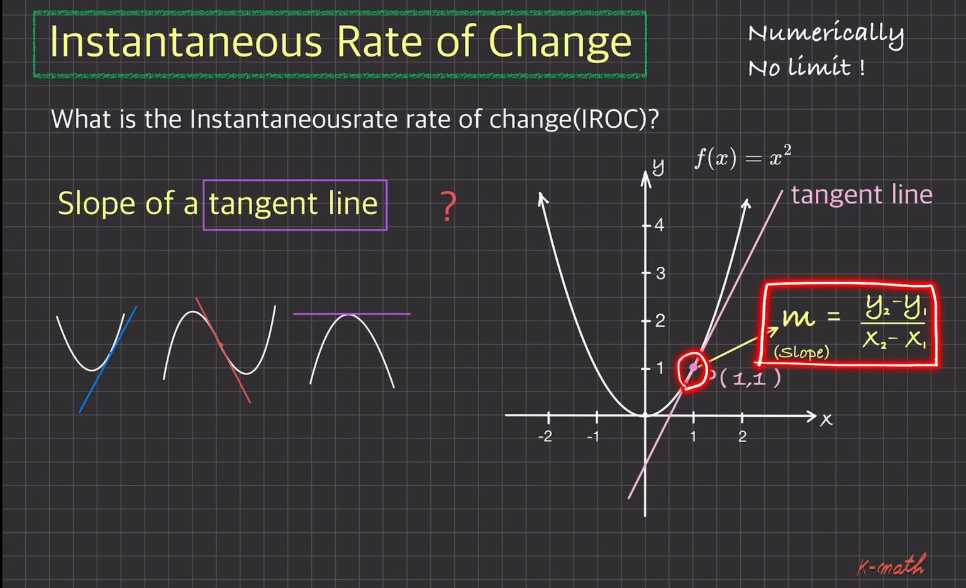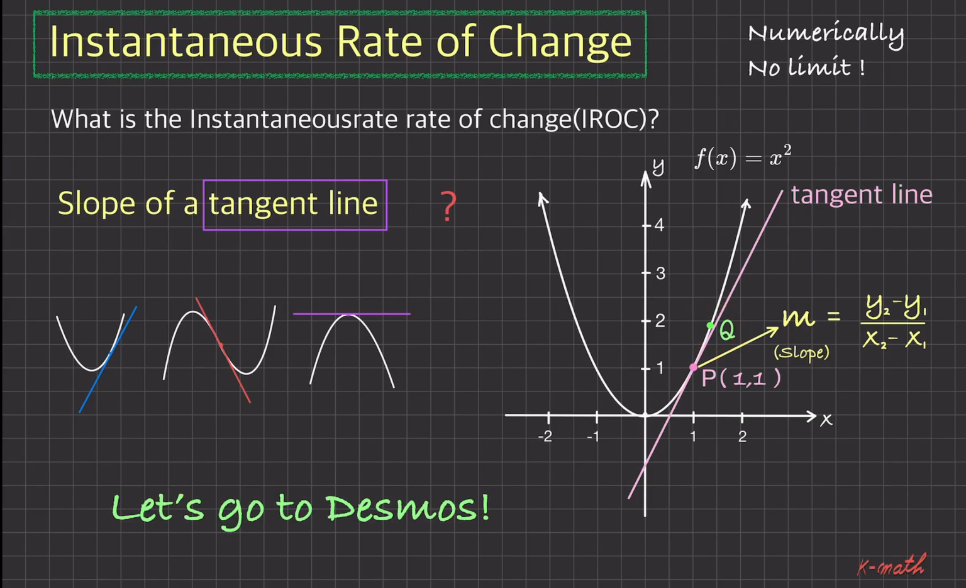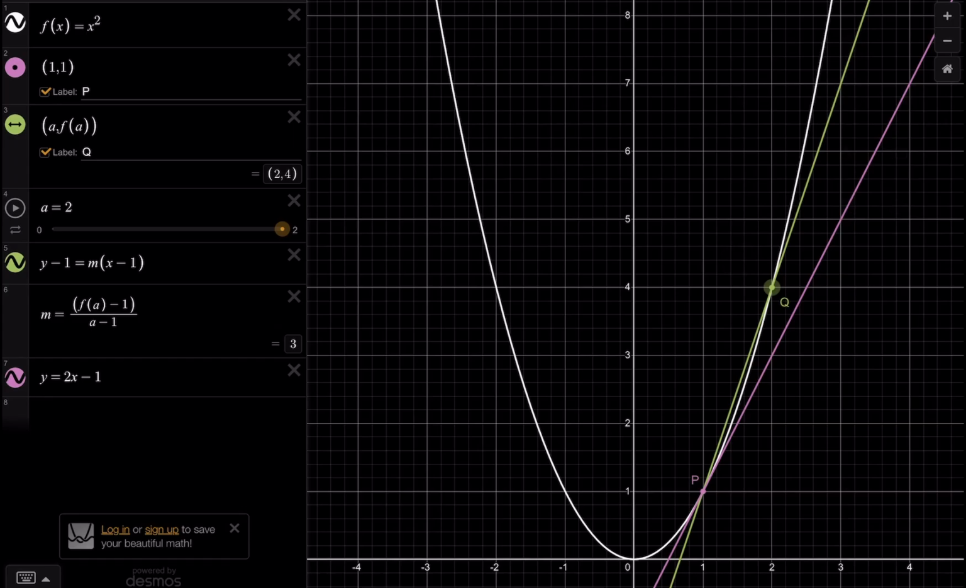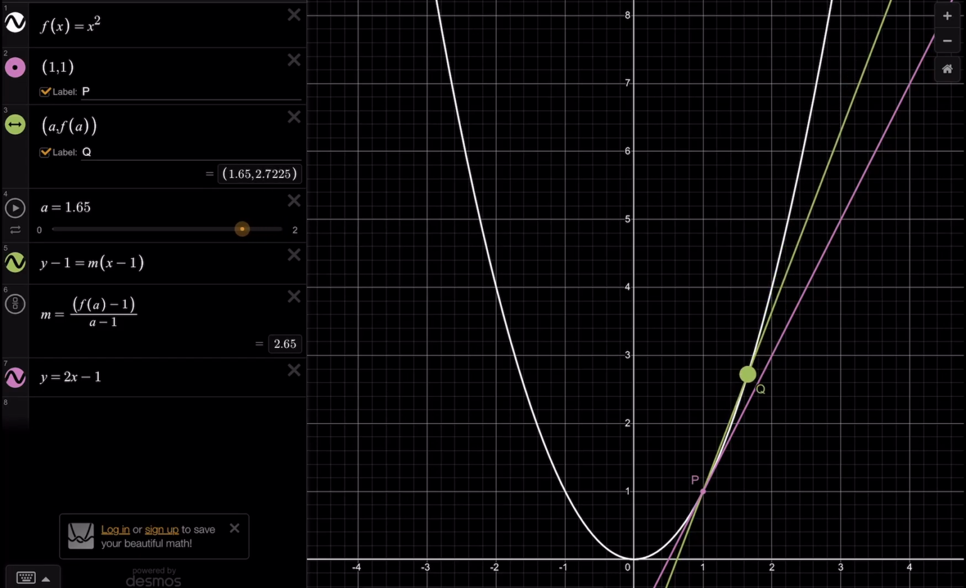Here is an idea. Let's think about another point Q close to point P. Let's visualize it using Desmos. You can see the pink tangent line at point P. The green one is the secant line connecting points P and Q. As point Q moves closer and closer to point P along the curve, the green secant line gets closer and closer to the pink tangent line. So, if point Q is really close to point P, the secant line is almost the same as the tangent line. That means we can estimate the slope of the tangent line by calculating the slope of the secant line.